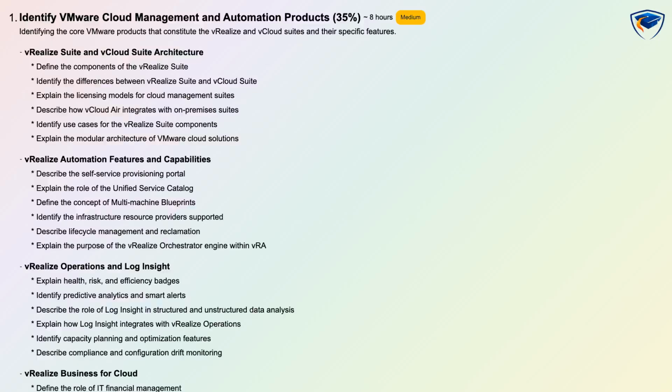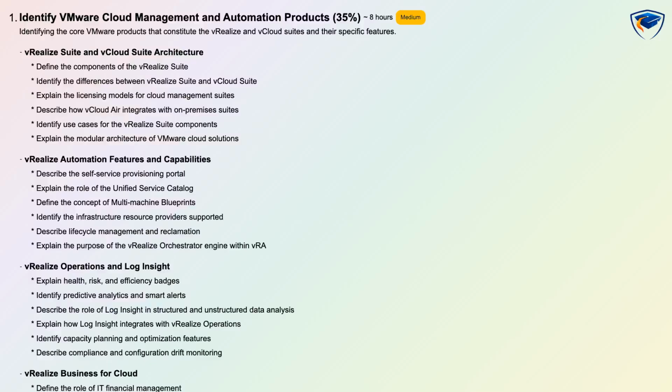Domain 1. Identify VMware Cloud Management and Automation Products. Carries 35% of the exam and is rated medium with an estimated 8 hours of study and conceptual plus scenario-based assessments. You will learn the components and modular architecture of the vRealize suite and how it differs from the vCloud suite, including licensing models and how vCloud Air integrates with on-premises systems.